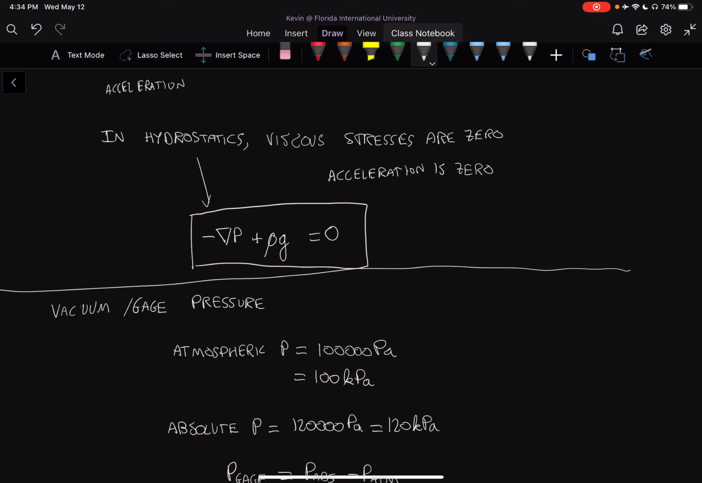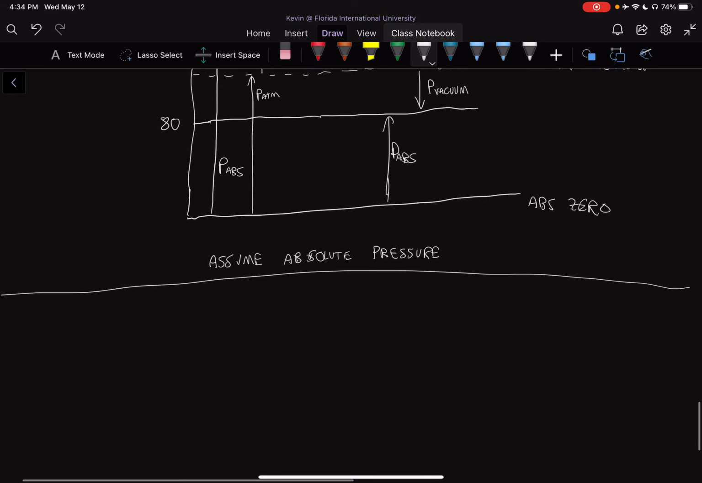All the theoretical equations use absolute pressure, okay? That's really important. So now, let's go back to where we were before.